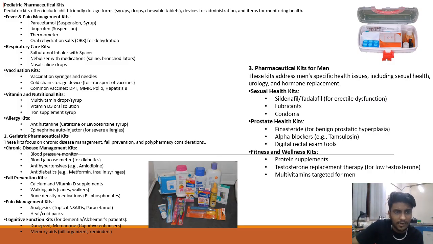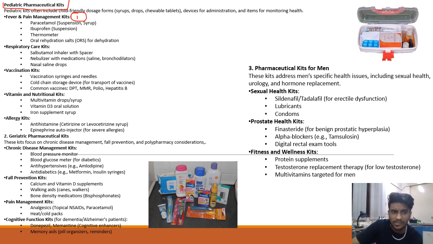So when I talk about the pediatric pharmaceutical kits, they are basically child friendly firstly, and they consist of different kinds of chewable tablets, syrups, drops, because patient compliance is very essential, especially in pediatrics. They are not able to swallow the tablets. So the first is the fever and pain management kit, with analgesics. So we have paracetamol, ibuprofen, thermometer, and ORS in one of the kits. Then there's another kit called the respiratory care kit, in which there are nasal saline drops, nebulizers with bronchodilators, and then a salbutamol inhaler with a spacer.